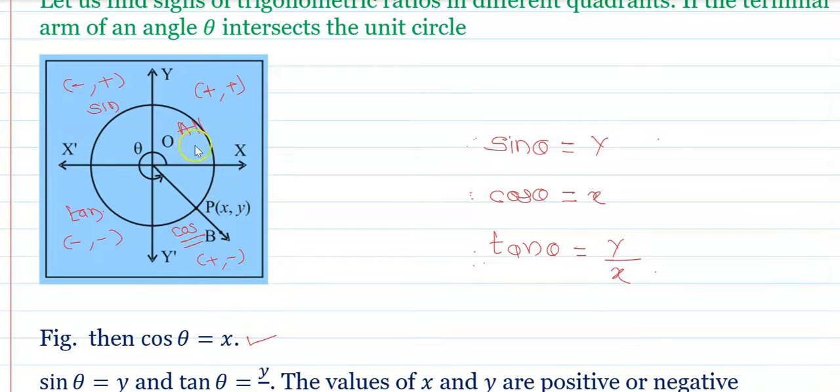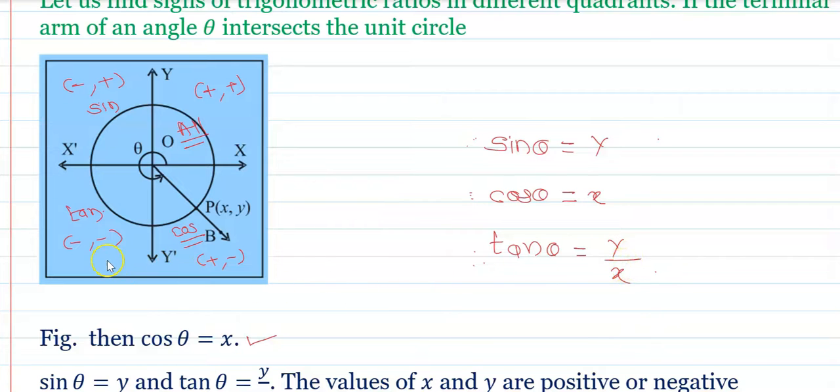And hence, we say that in the first quadrant, all are positive. In the second quadrant, in sin what comes is y. In the second quadrant, y is positive. In the third quadrant, both are negative. It means that tan is a ratio of y upon x.